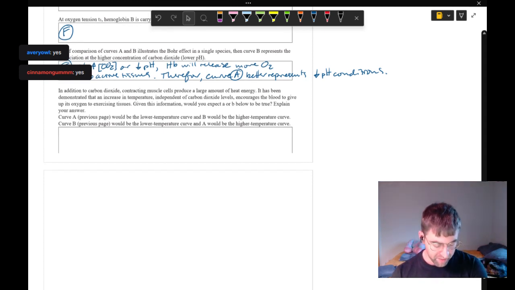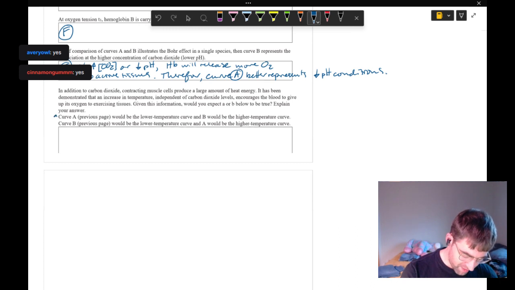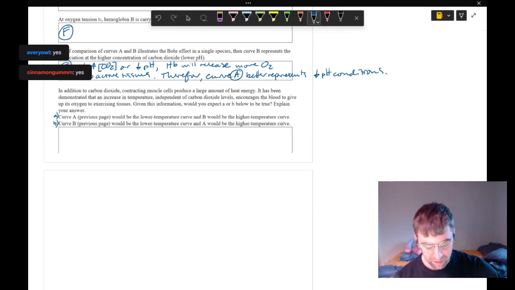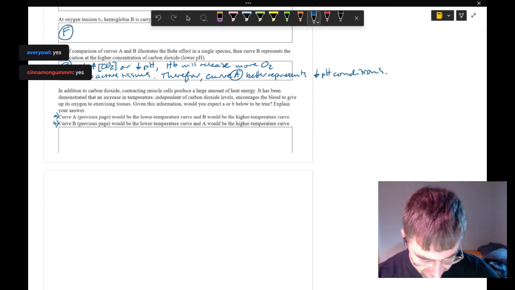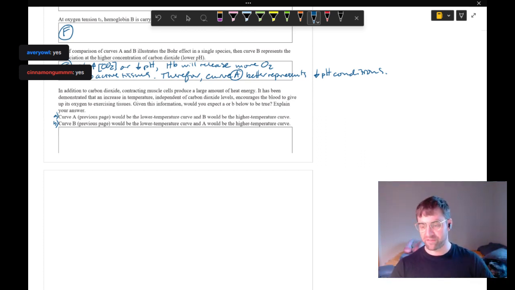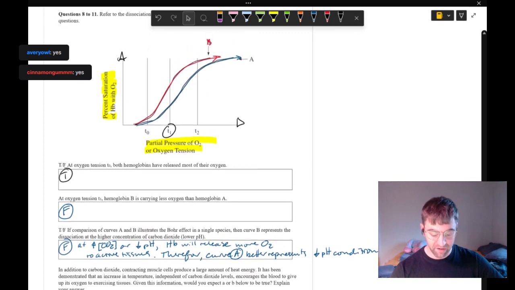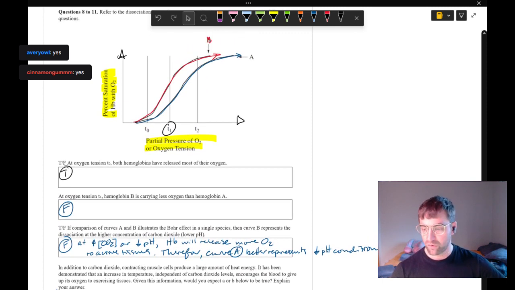Option A is curve A from the previous page would be the lower temperature curve, and B would be the higher temperature curve. And option B is curve B from the previous page would be the lower temperature curve, and A would be the higher temperature curve. It's independent of CO2 concentration, independent of acidity, which of these represents the higher temperature?